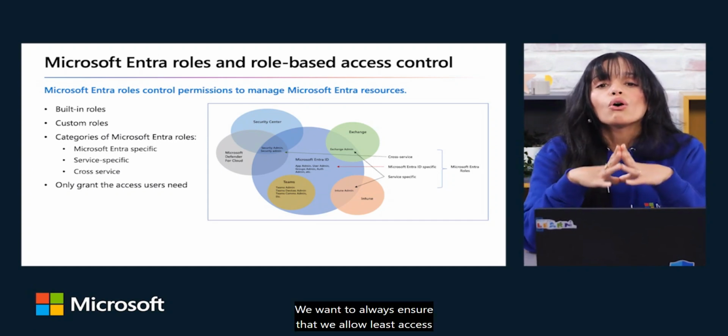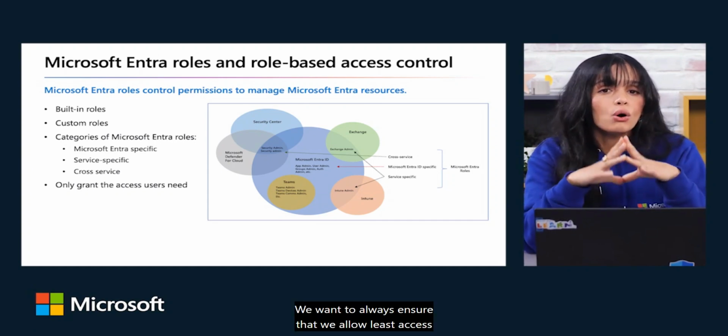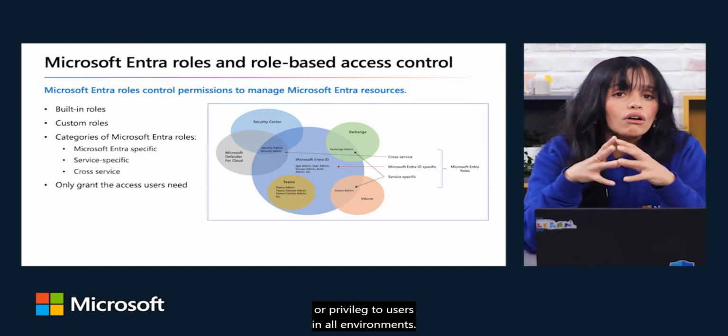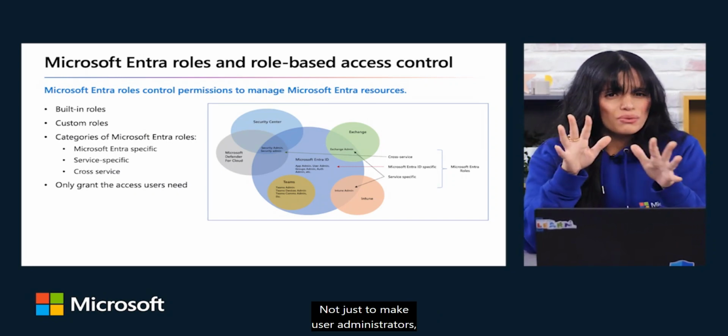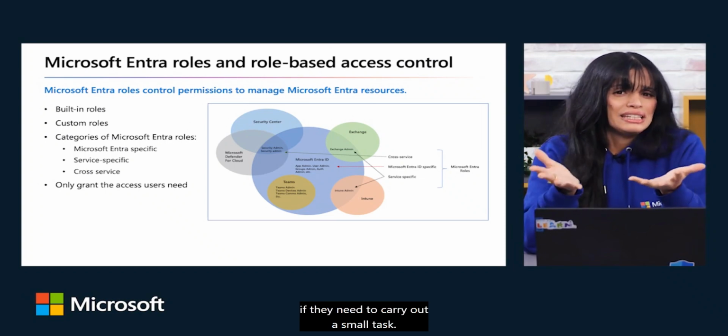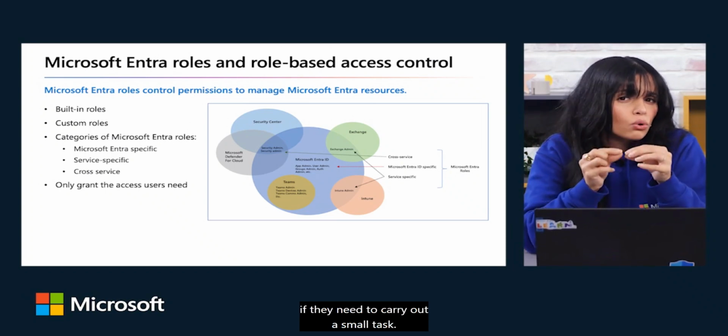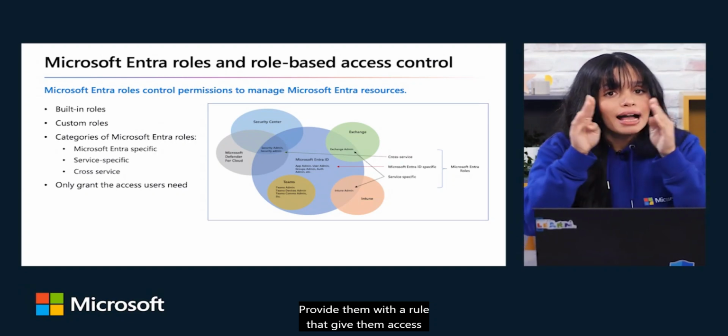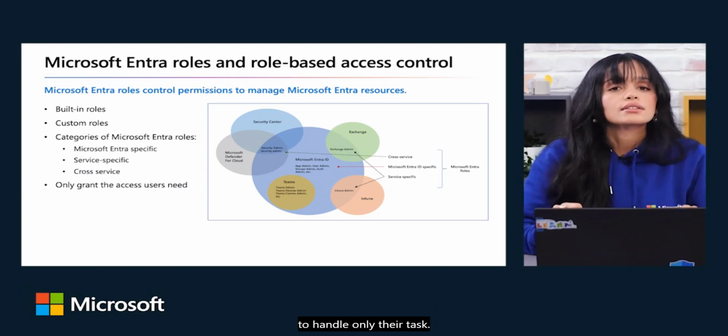Now, please remember, we spoke about Zero Trust in Module 1. We want to always ensure that we allow least privilege to users in all environments. So do not just make users administrators if they need to carry out a small task. Provide them with a role that gives them access to handle only their task.